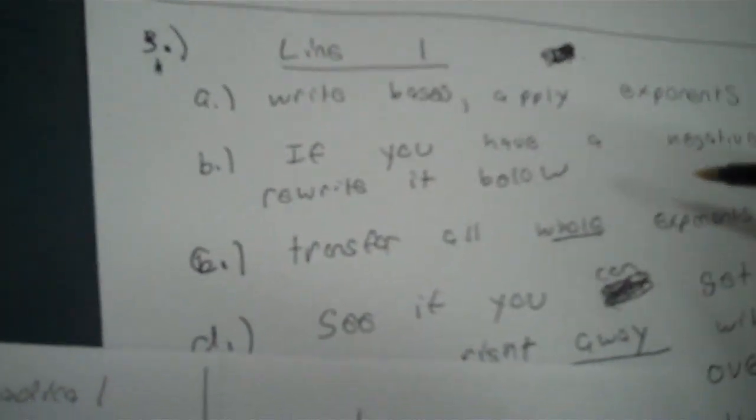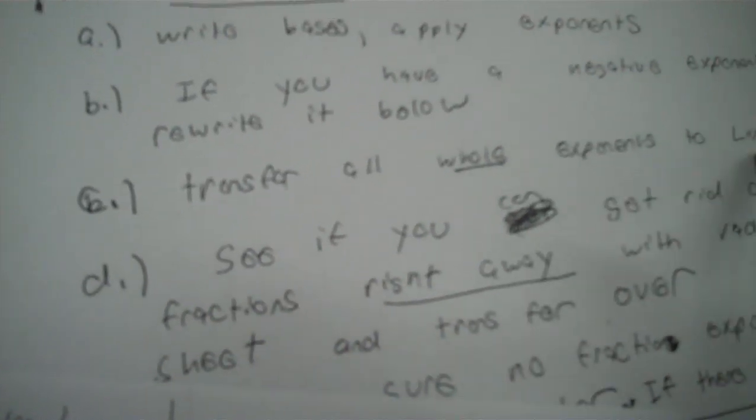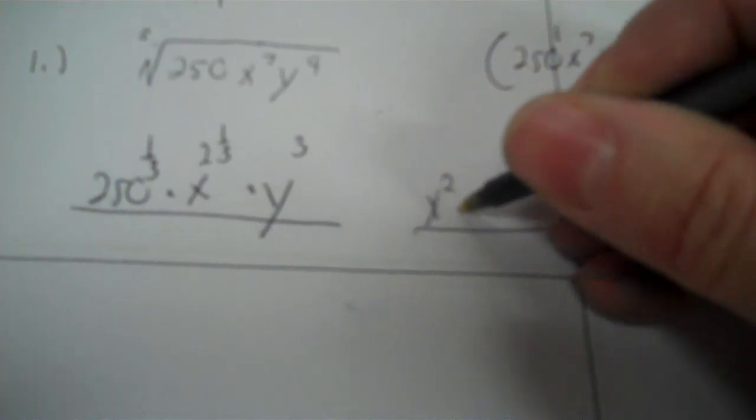Okay, if you have a negative exponent, rewrite it below. Don't have it, next step. Transfer all whole exponents to line 2. So this 2 and 3, we put x squared times y 3. You can now cross those out.